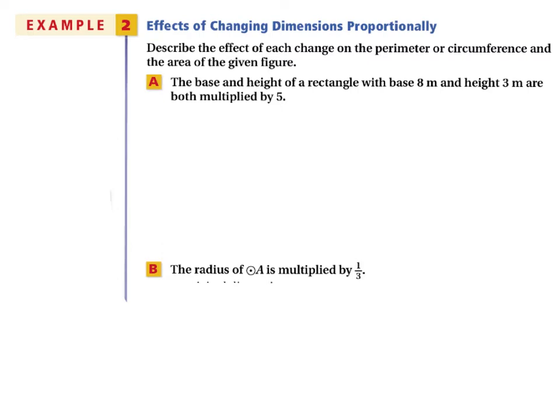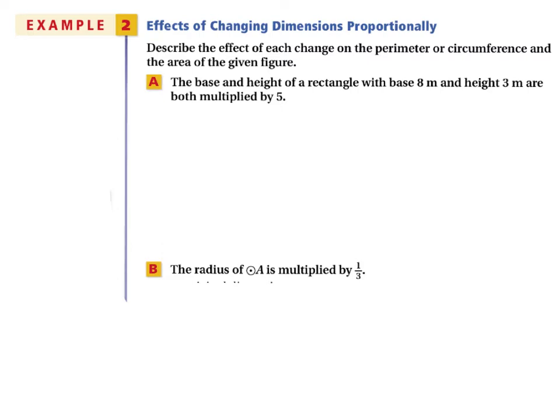So example 2, how do we change something proportionally? Now this is not just changing one dimension, it's describing the effect of each change on a perimeter or circumference and the area of the given figure. So in A, the base and height of a rectangle with base of 8 and 3 are both multiplied by 5. So what happens to the perimeter or circumference and the area?